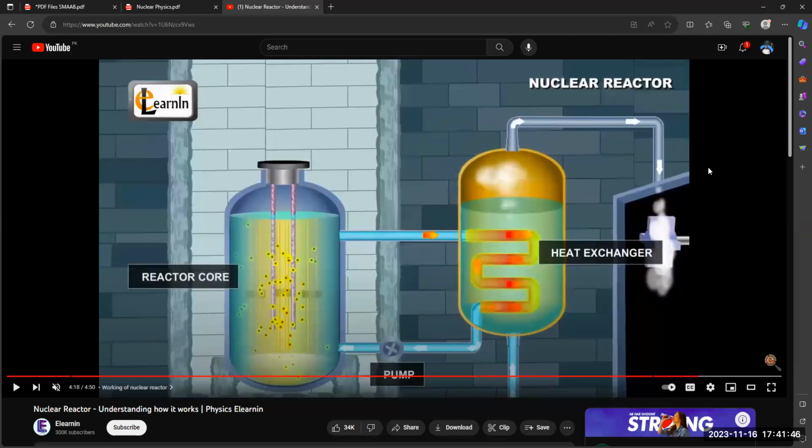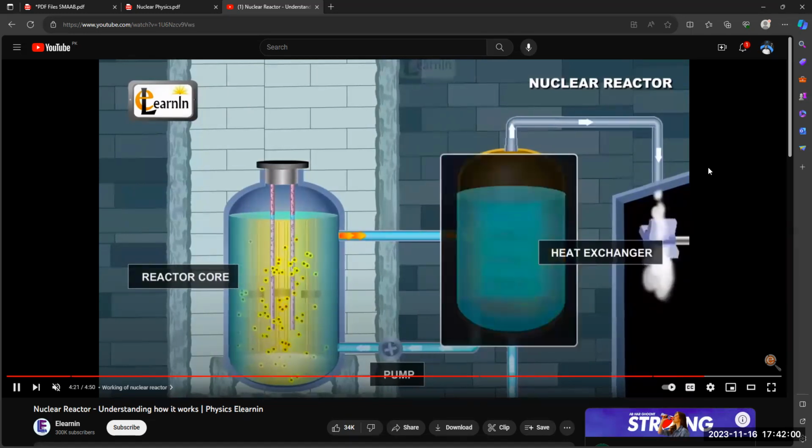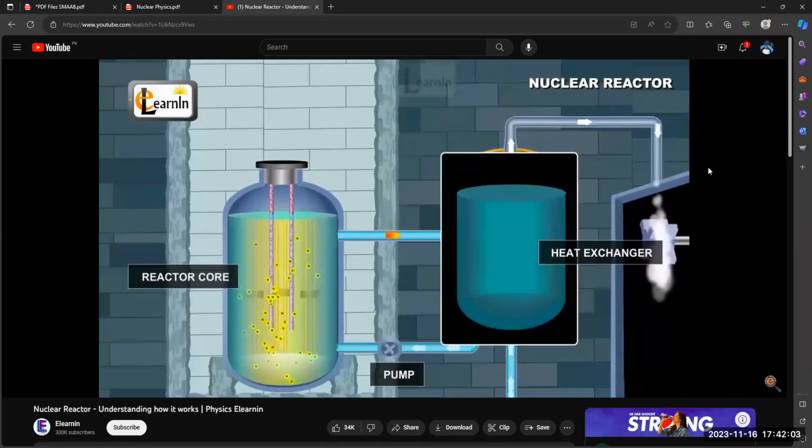And the next part is the heat exchange. Heat exchange means the steam is going to run the turbine, and then the rest of the steam will be cooled down, condensed, and converted into water, and again pumped towards the nuclear reactor to use that water again to make further steam.